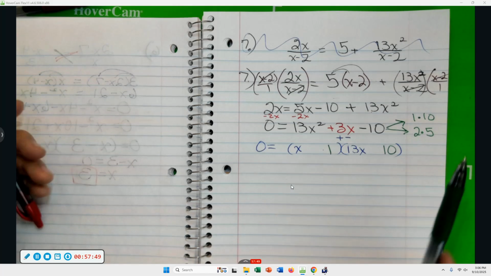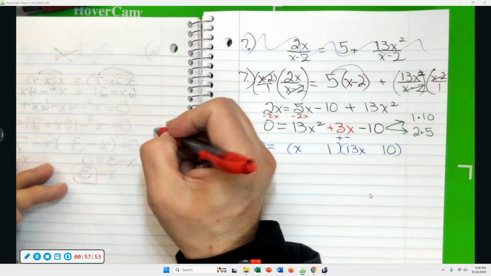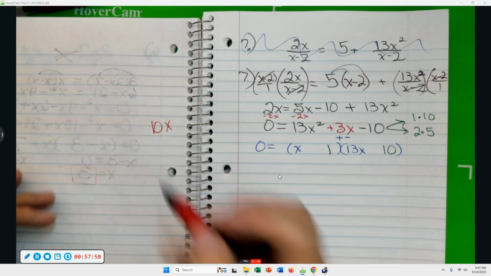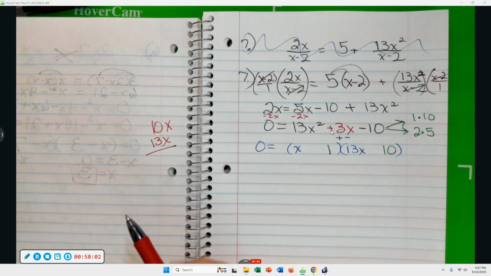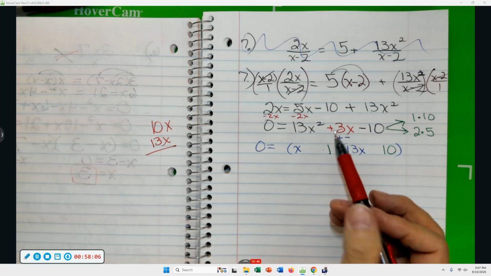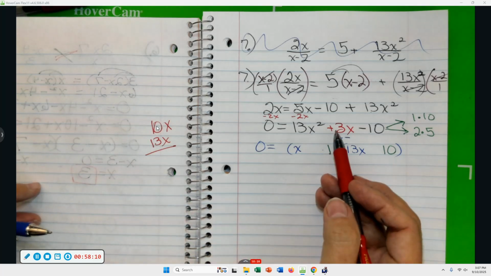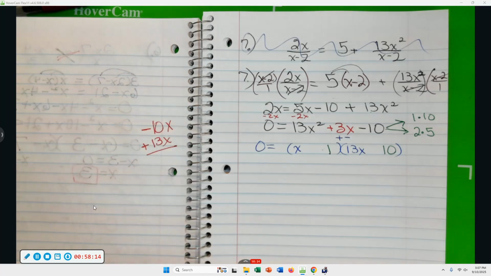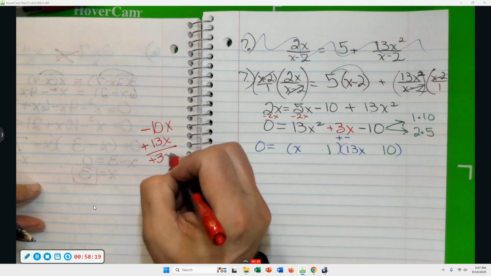So what's our outer product? X times 10x, that's 10x. What's the inner product? 13x. We need these things to subtract to give us what? 3x. I think we can do it. We would need a positive 3x. We need a positive 13 and a negative 10. Does that do it? Would that give us a positive 3x?